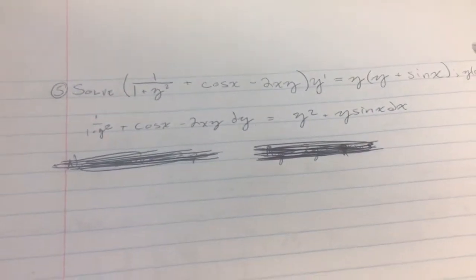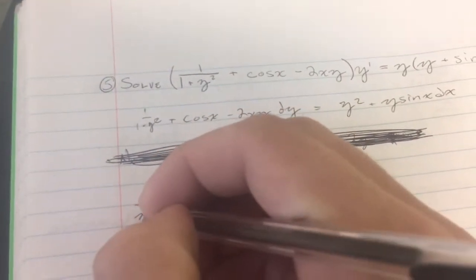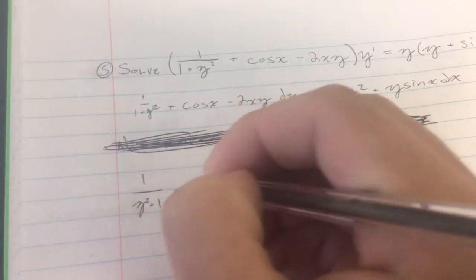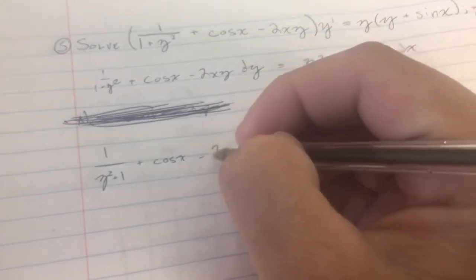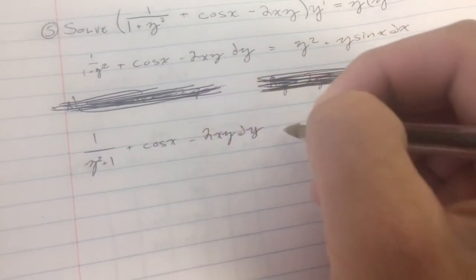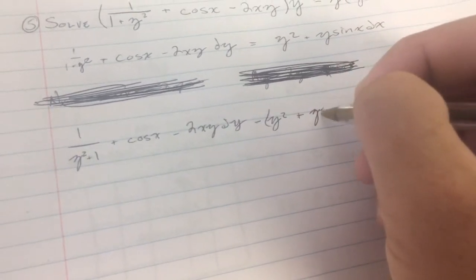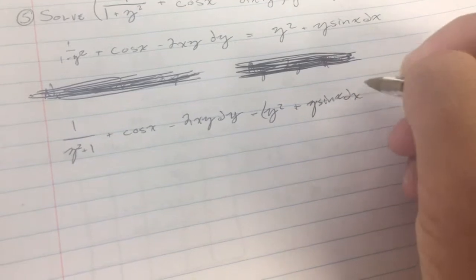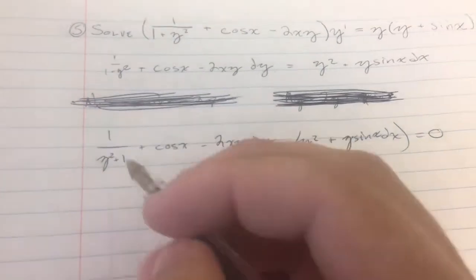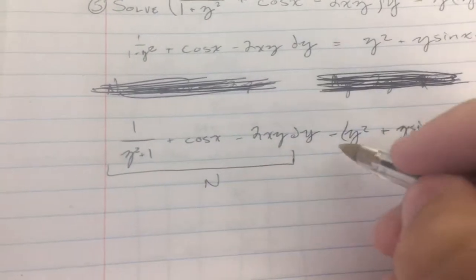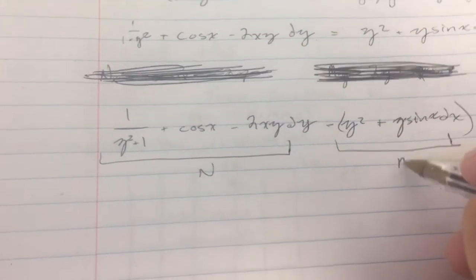Now, our next step is going to be to put them all on one side, and we'll end up with an m and an n. So it's going to end up with 1 over y squared plus 1 plus cosine x minus 2xy dy minus y squared plus y sine x dx equals 0. So this is going to be our n, and this is going to be our m.